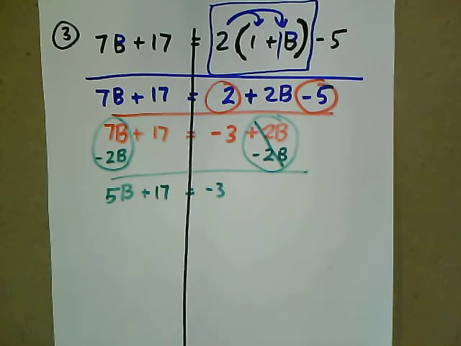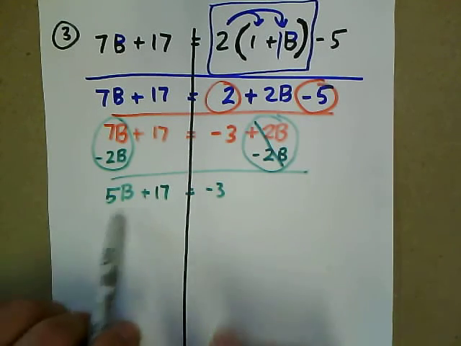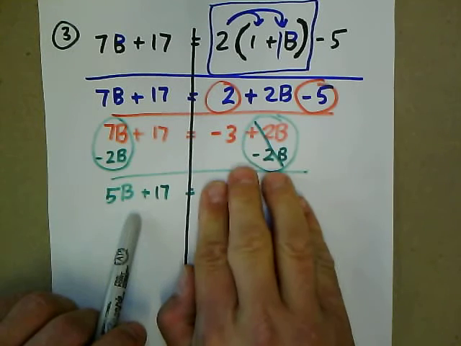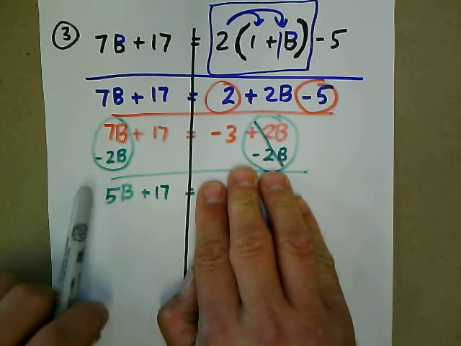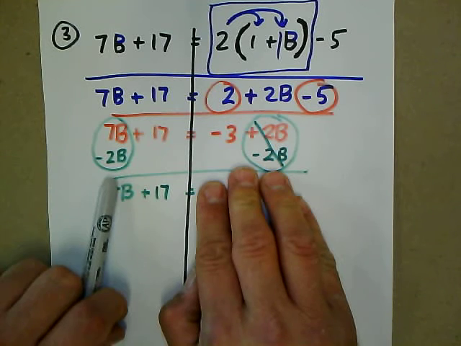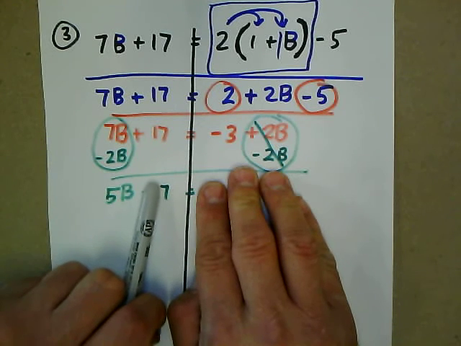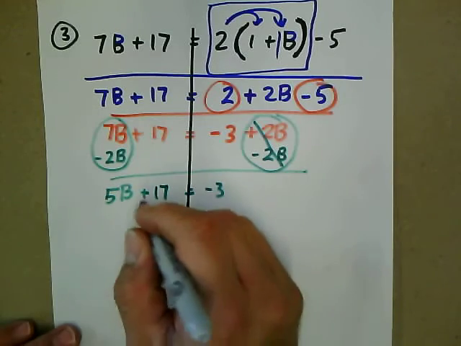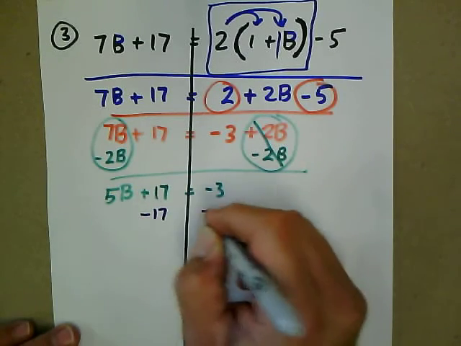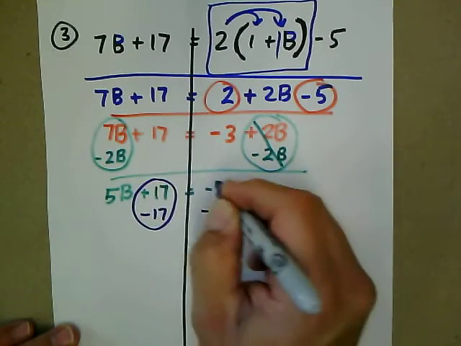Now we need to get rid of what's added or subtracted to the variable. There's the variable, guys. Take a look. So we're not looking at this side. Is it the 5 or 17? Right, because look, I cover up the 5, it says b plus 17. If I cover up the 17, it says 5 times b. So it's a 17. So we're going to subtract 17 from both sides of the equation.